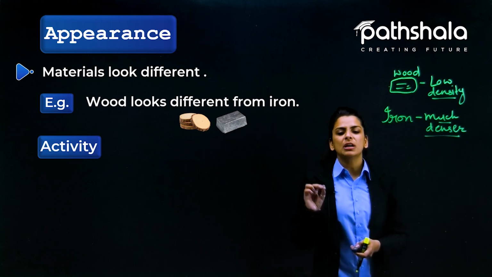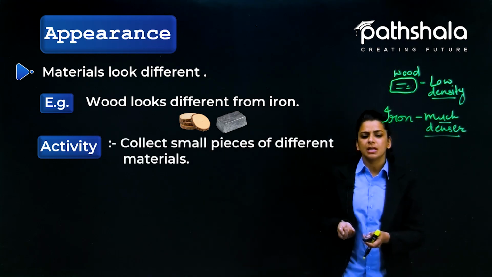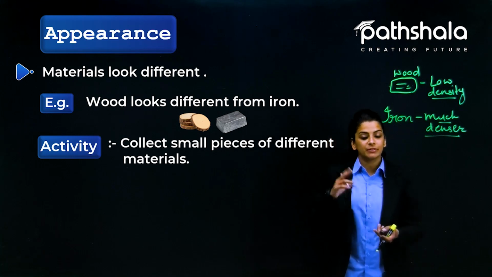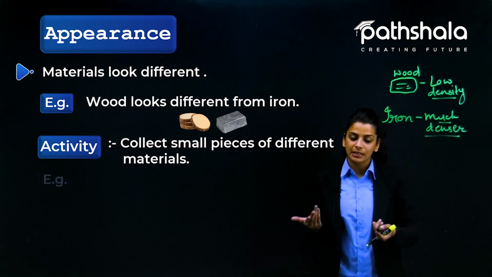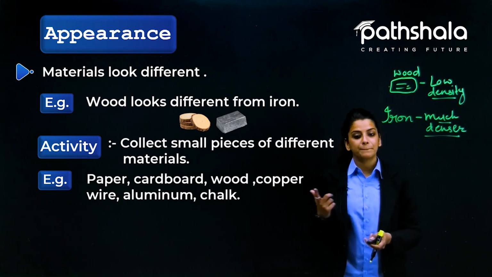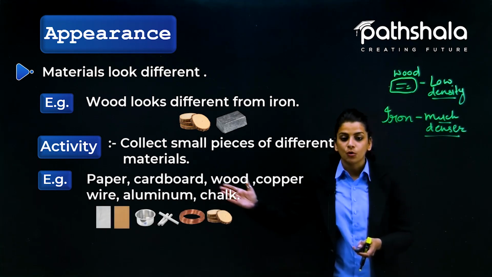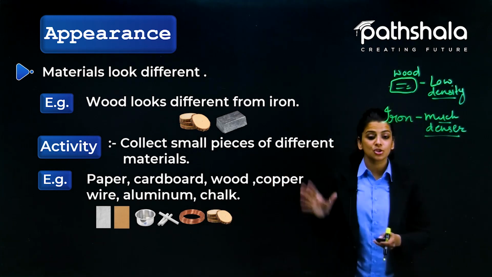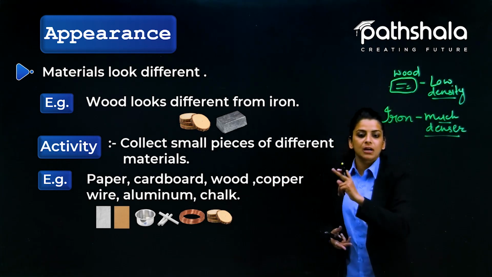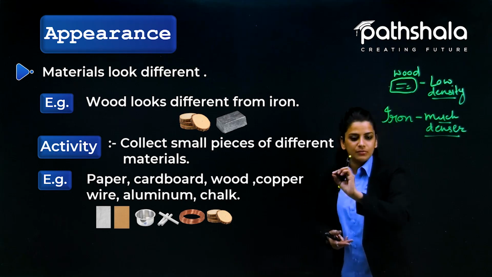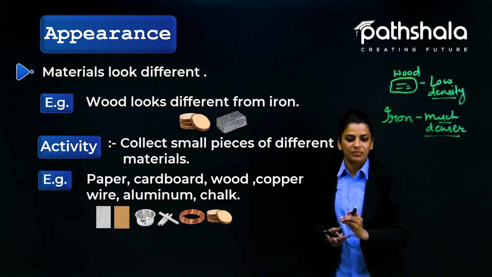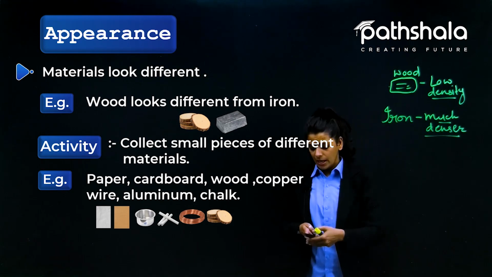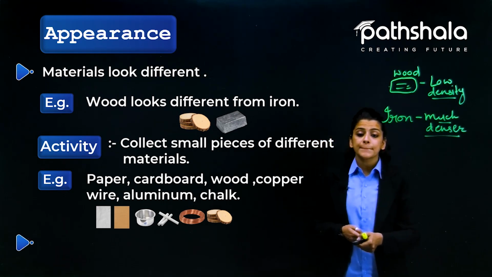So let's do a smaller activity, that is collect small pieces of different materials. Now what we have to do? Different types of materials we have to collect. Those are paper, cardboard, wood, copper wire, aluminium, chalk, right? We have taken the example of copper wire, aluminium and chalk. So इसमें हमें देखना क्या है?